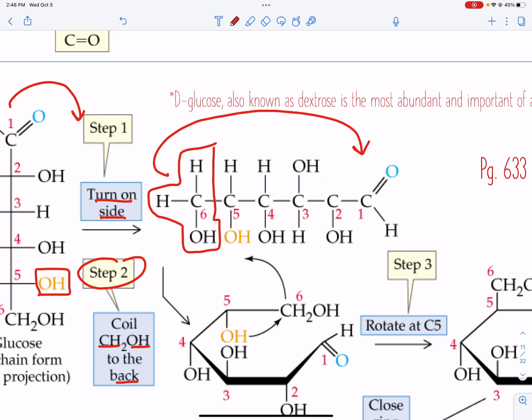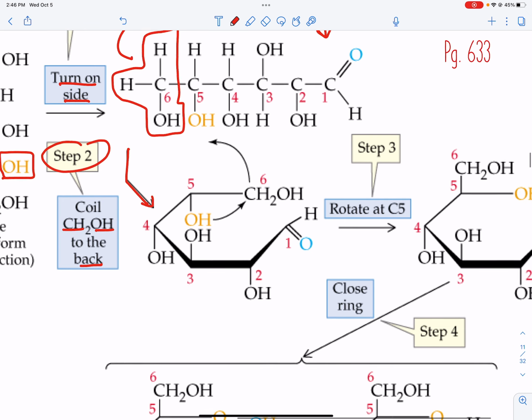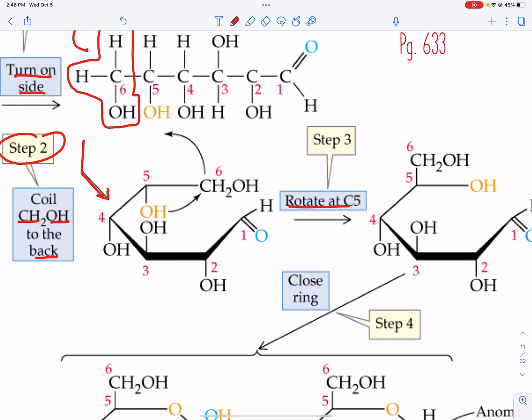If you could literally grab that carbon and imagine yourself bringing it around to the back, what you would end up with is right here. We haven't closed the ring yet, but we've kind of started making the cyclic structure. And then step 3, this step even gets confusing for me. It says rotate at C5.